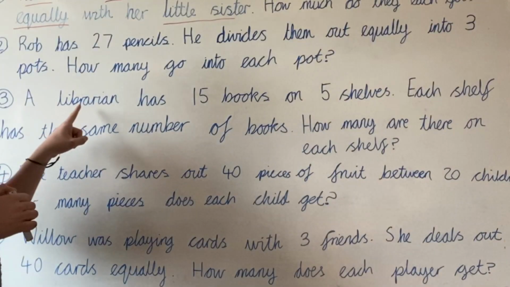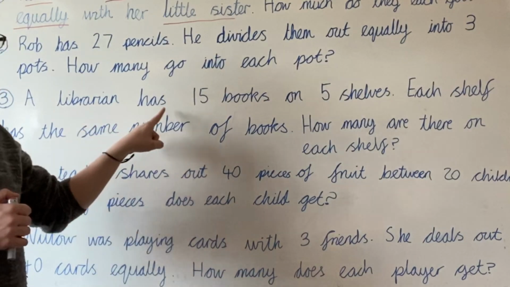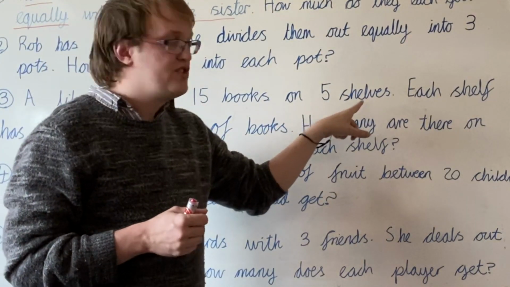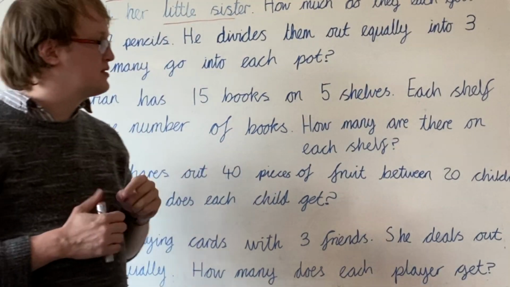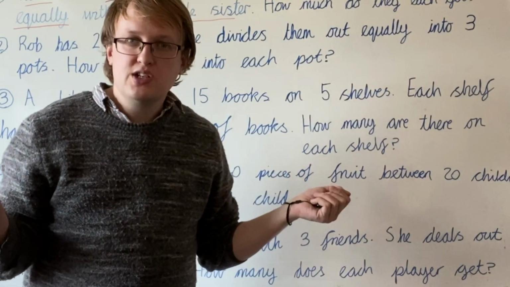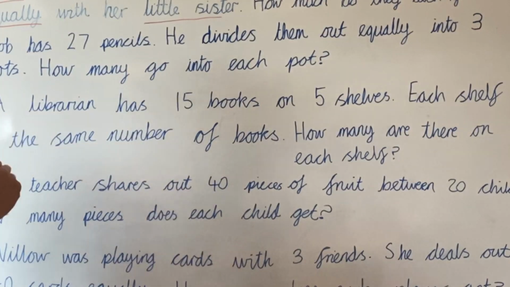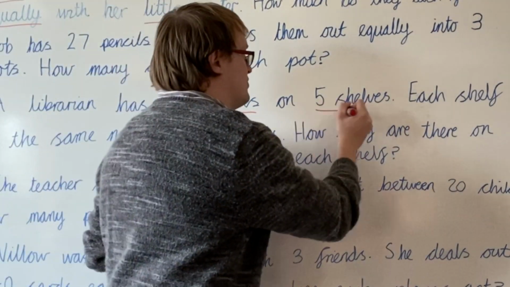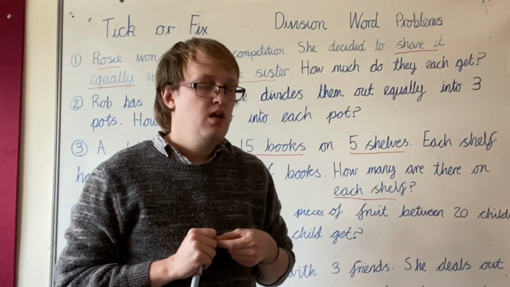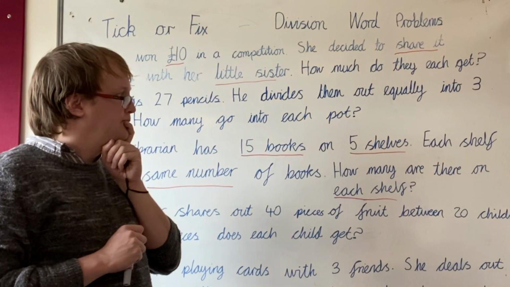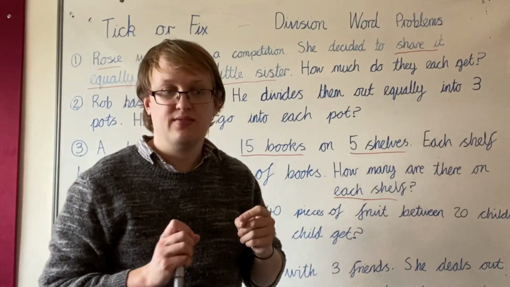Well done. A librarian, that's a tricky word to read. A librarian has 15 books on 5 shelves. Each shelf has the same number of books. How many are there on each shelf? Now it's time to extract the information. What's my calculation then? 15 divided by 5.